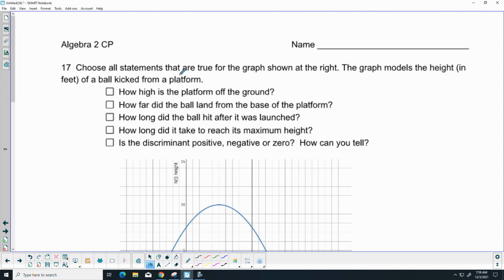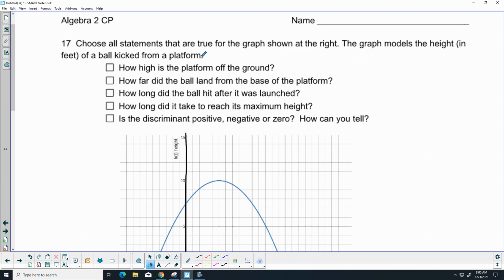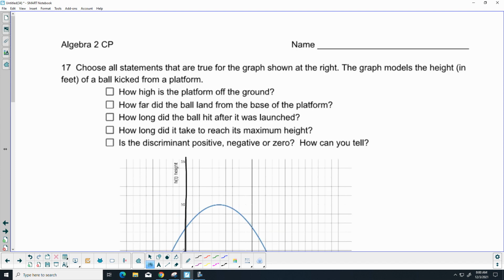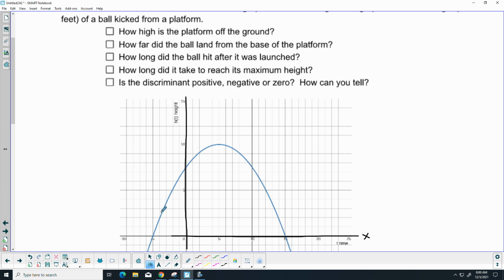All right, choose all the statements that are true. So it looks like we've got height and time. And right here is our x-axis, I mean y-axis. I said those backwards, but I was drawing y as I said x. X is our time. Y is our height. So it looks like a ball was kicked off a platform, and we have the graph right here. This part right here really wouldn't be part of the domain because you can't have a negative time. So this is really what's happening. So this must be the platform right there.